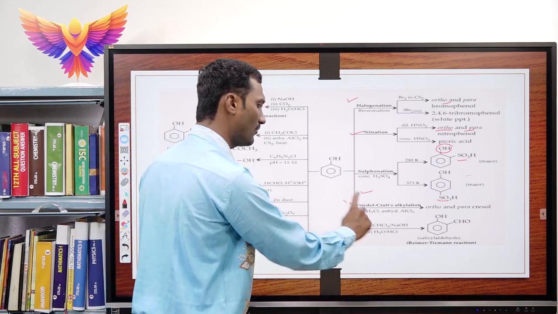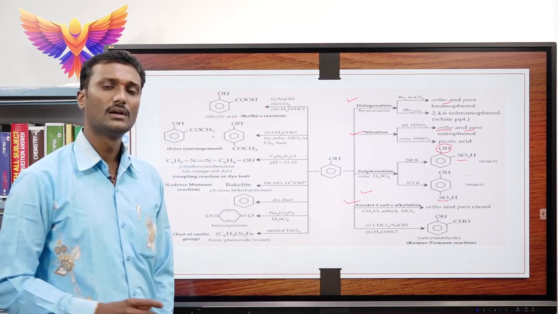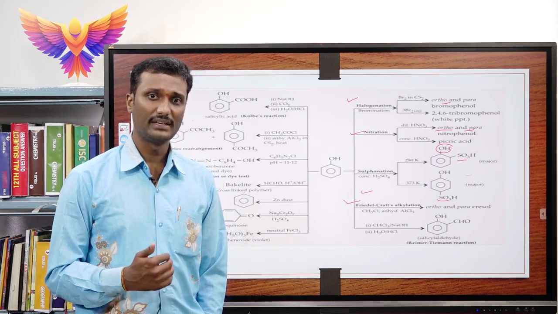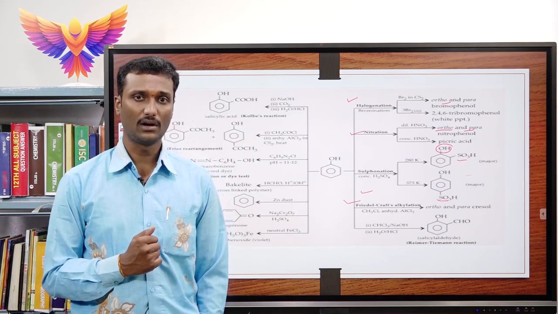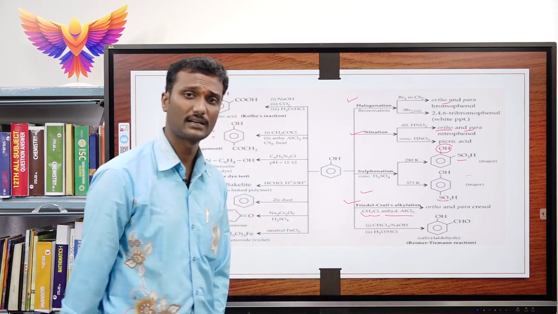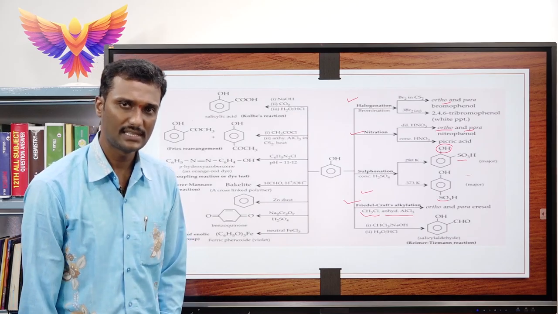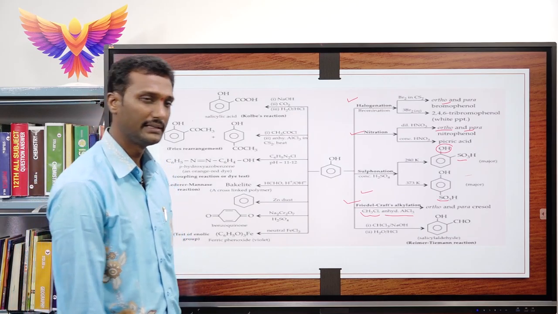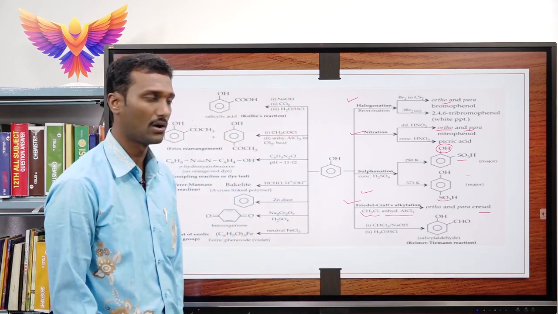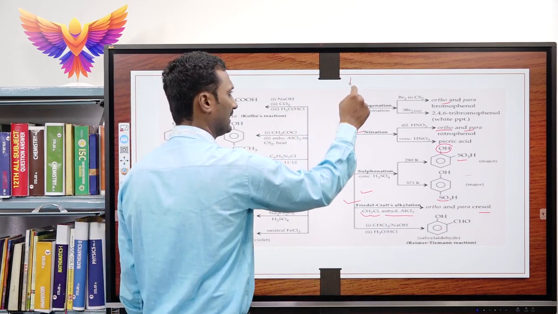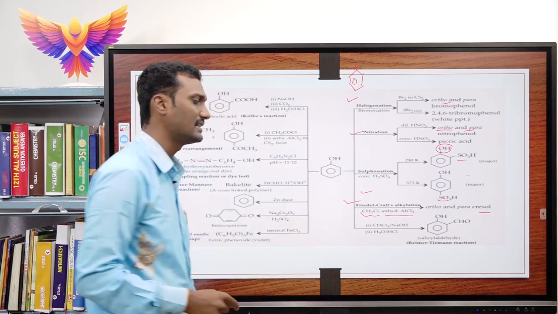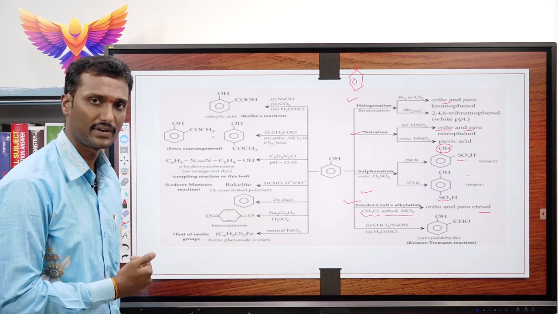Now the Friedel-Crafts alkylation. We know when benzene or phenol reacts with an alkylating agent, alkylation means we are adding methyl chloride in the presence of anhydrous aluminum chloride, which is a Lewis acid, where it gives cresol. So the CH3 group is attached at the ortho and para positions. It's a very simple reaction, you already learned from 11th grade how a Friedel-Crafts reaction takes place.